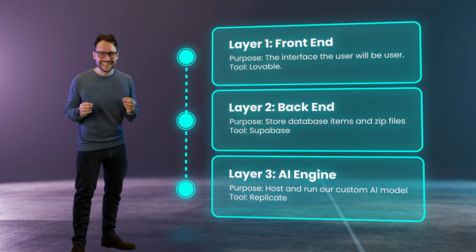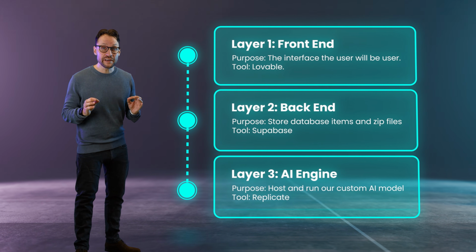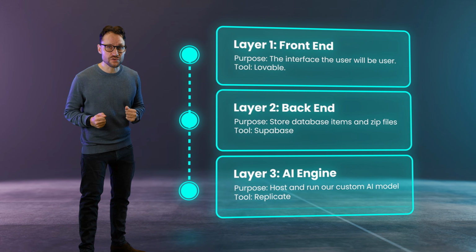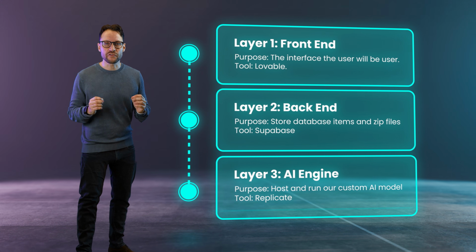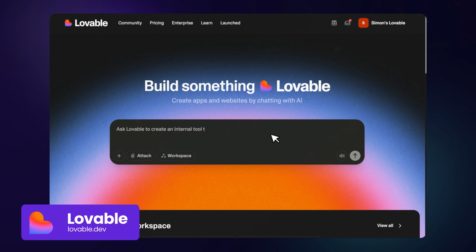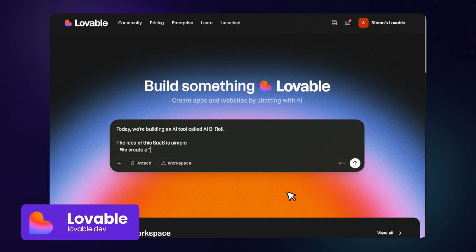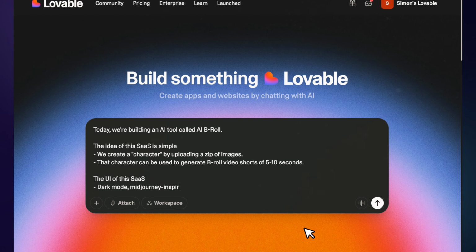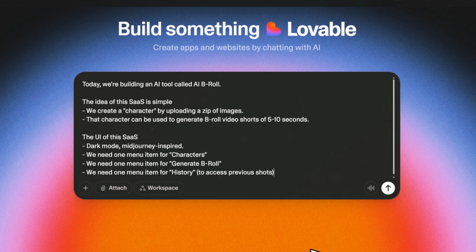Finally, the last layer is our AI engine. We need a place to host and run our AI models. We'll use Replicate for this part. So let's get started with the front end. Head over to lovable.dev and we'll give it a very high level prompt to begin with. No functionality yet, just the UI.